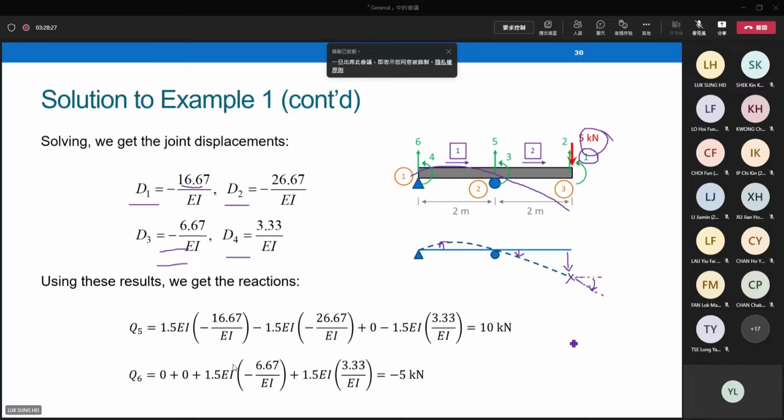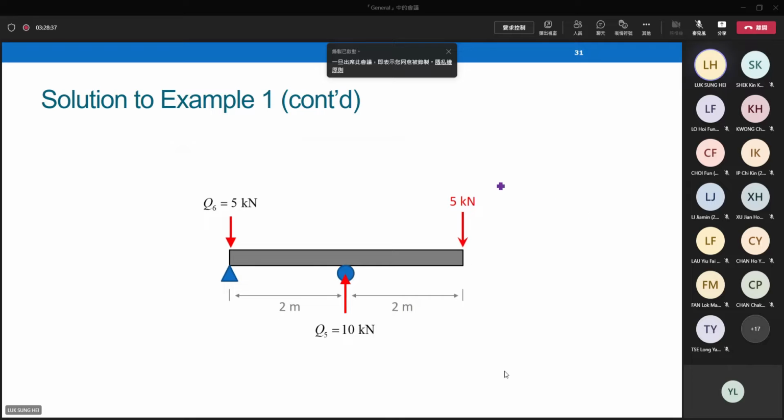10 for Q5, minus 5 for Q6. Put them on the structures graphically. This is the applied loading. This is Q5. Positive means it's pointing upward. Q6, negative means it's pointing downward.